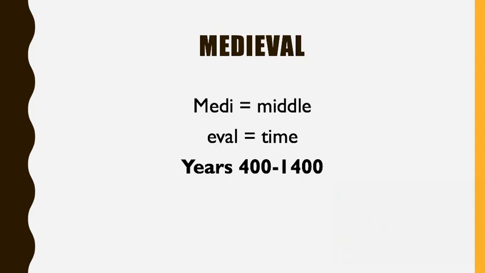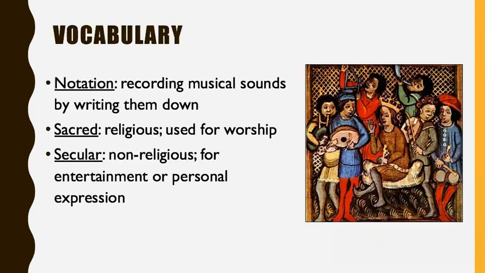The word medieval itself can be divided up into 2 root words, medi, which means middle, and evil, which means time. So the medieval period is also known as the Middle Ages. You can use those interchangeably. This is a very large time period. It spans about 1,000 years, 400 to 1400. So of course there's a lot of change that happens over the course of the Middle Ages. We obviously can't get into all of that in this course, but it is an important starting point for the study of music history.